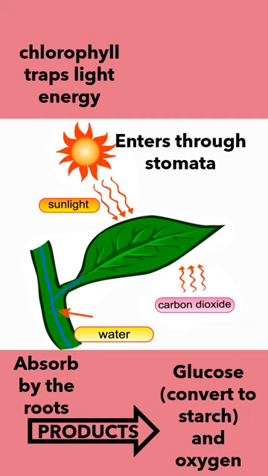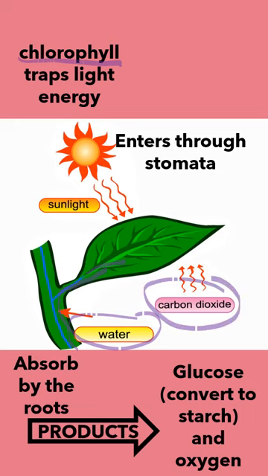Okay, first we look at this diagram. This diagram shows green leaves. Water will be absorbed by the root and travel all the way to the green leaf, and at the green leaf there are chloroplasts in the plant cell. Chloroplasts contain chlorophyll to trap light energy. And then carbon dioxide enters through the stoma.